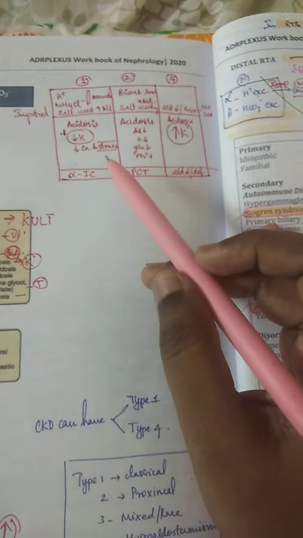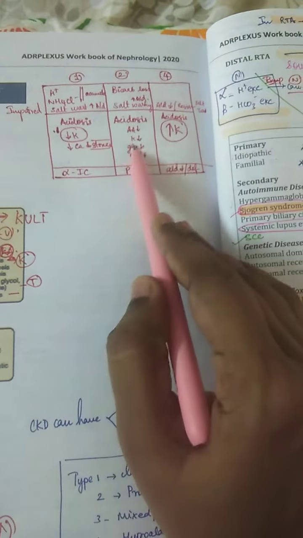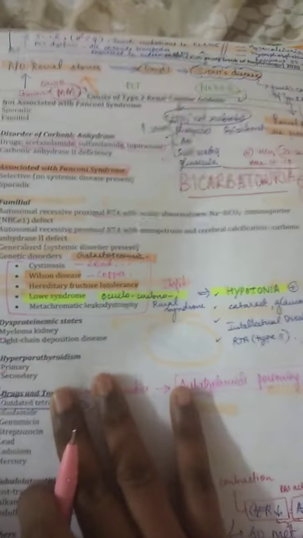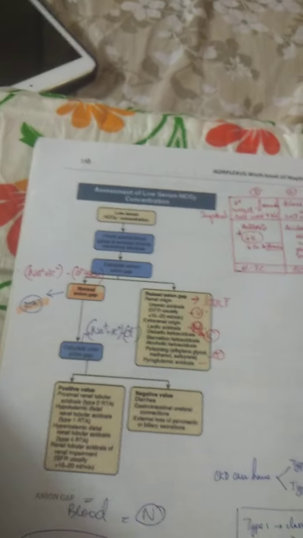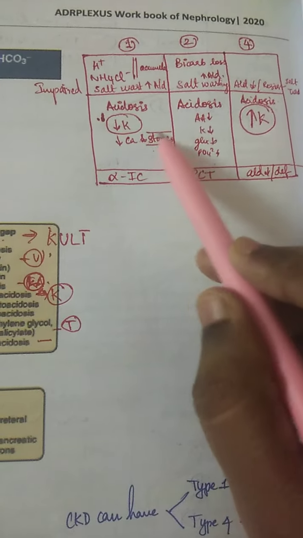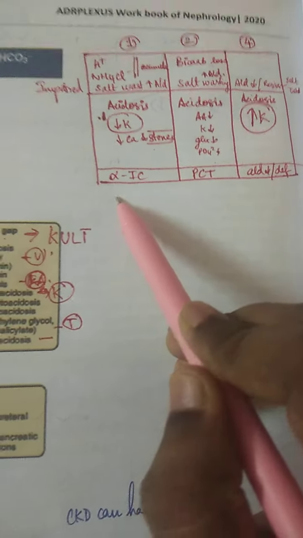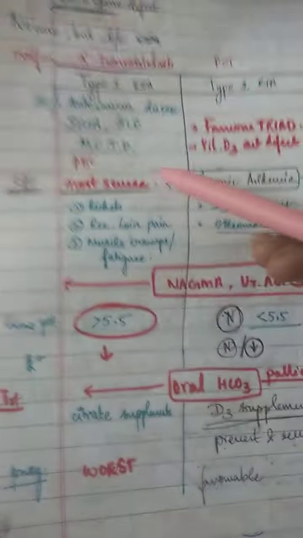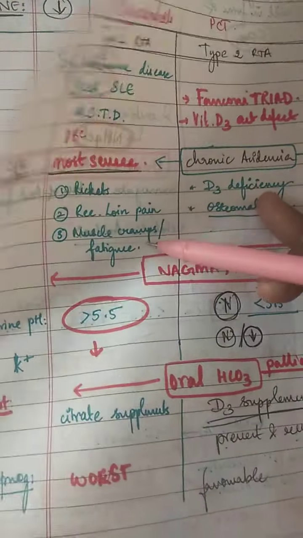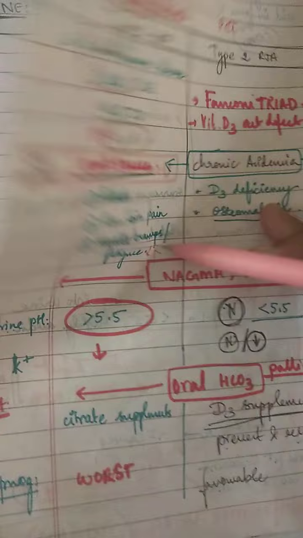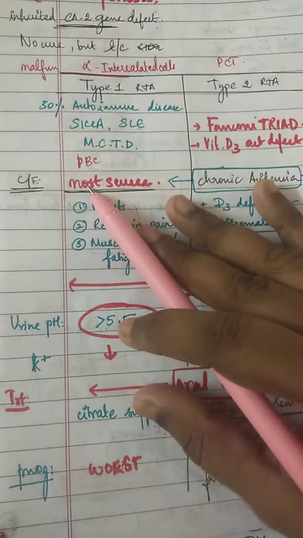Next we'll talk about type 1 and type 2. Now type 1 and type 2 are both salt wasting syndromes. How will the patient present? Since it is a salt wasting syndrome, he will already have acidosis, and he may present with stones. So you have stones, hypokalemia, and acidosis. He will present with rickets, recurrent loin pain because of the stones, and muscle fatigue and muscle cramps because of hypokalemia.